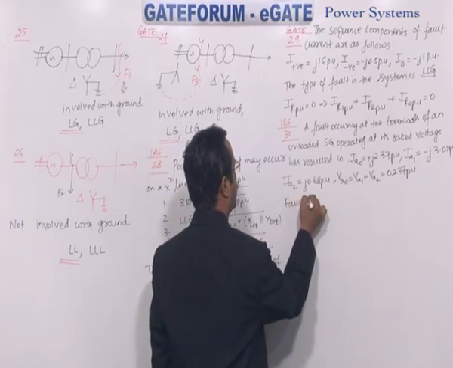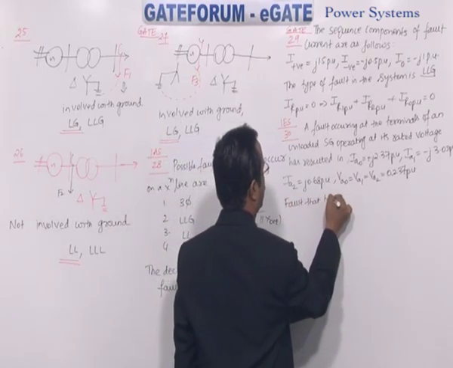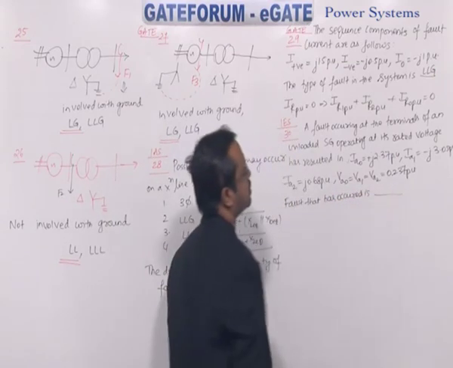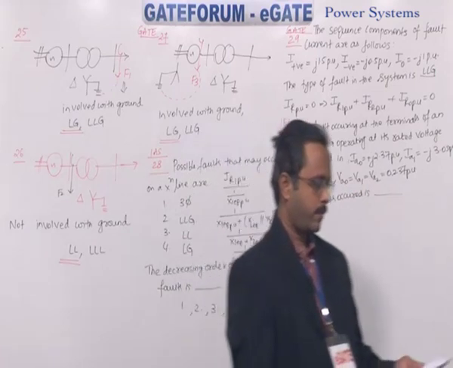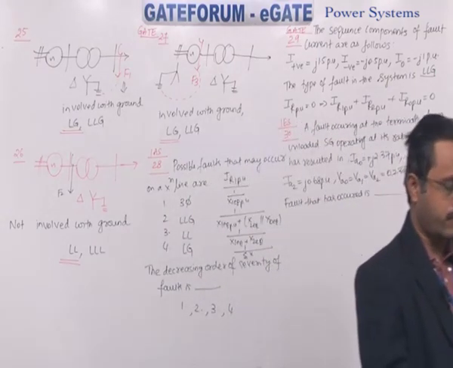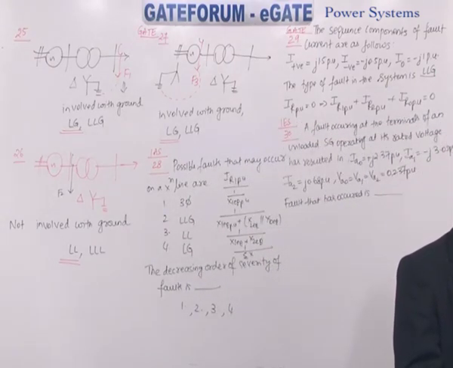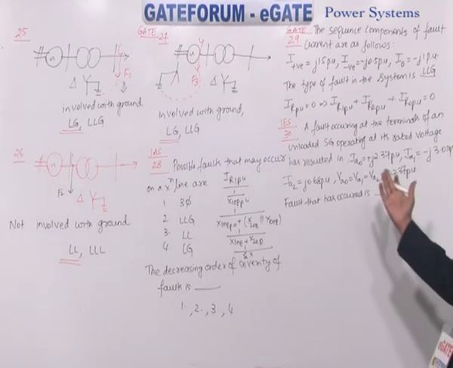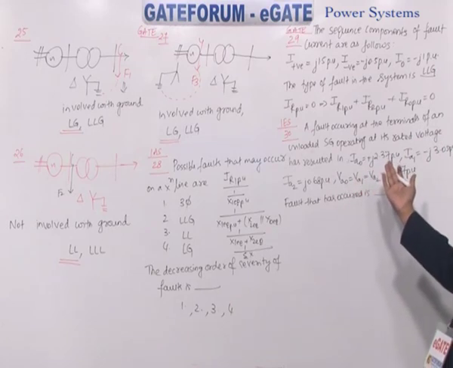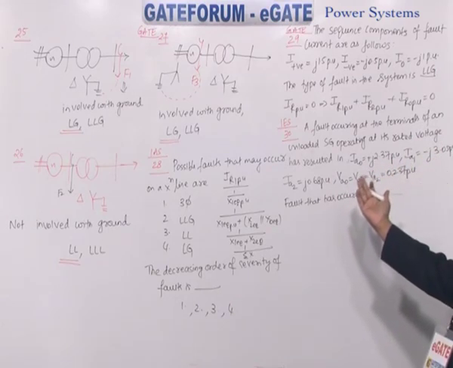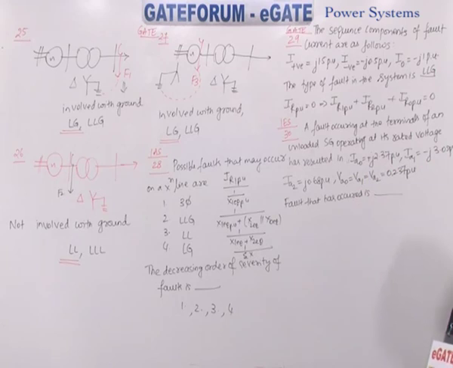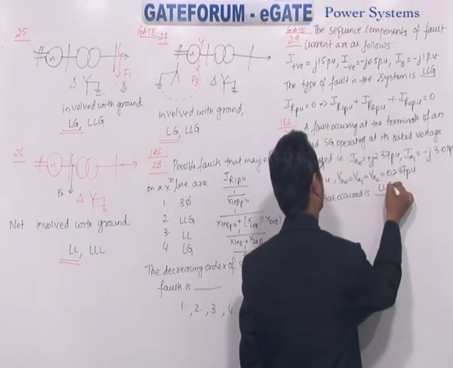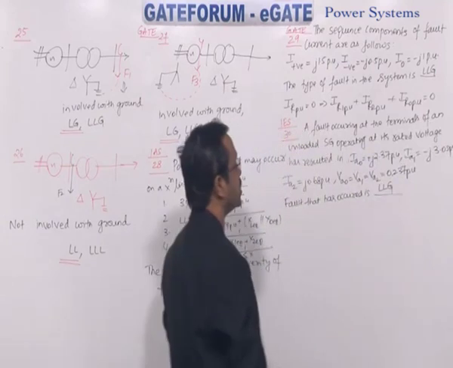The fault that has occurred is. So what is the nature of the fault now that has occurred? Similar to the last one, IA is 0, so IA1 plus IA2 plus IA0 is 0. So it is LLG fault. So the fault that has occurred is an LLG fault.